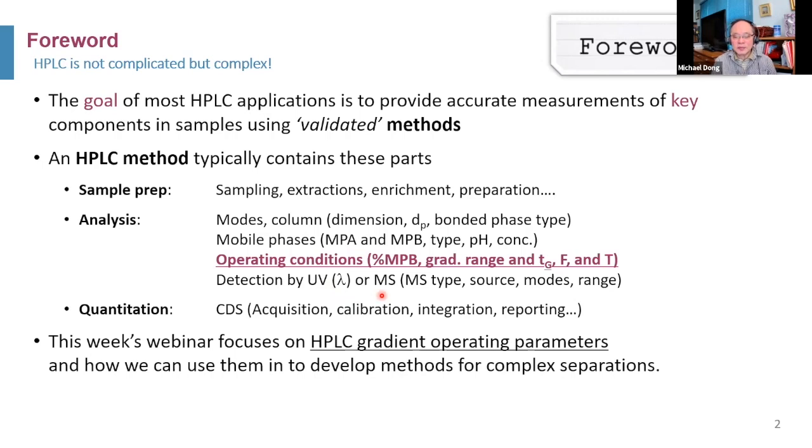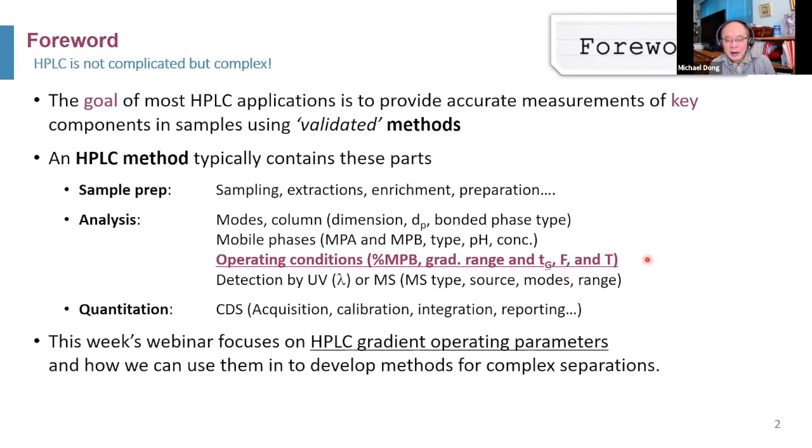So mass spec, you have different types, you have different sources. Most likely it's going to be ESI, or electrospray ionization, in 90% of the applications. You can collect MS as a complete scan range, or positive or negative ionization, or sometimes both positive and negative ionization, and your mass ranges. So all these things need to be defined.